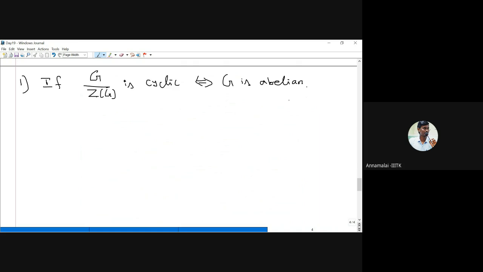Okay. And then another thing: yesterday I forgot to say that any group of order prime square is always abelian. A group of order prime square is abelian but need not be cyclic. Why is a group of order prime square abelian but not cyclic?